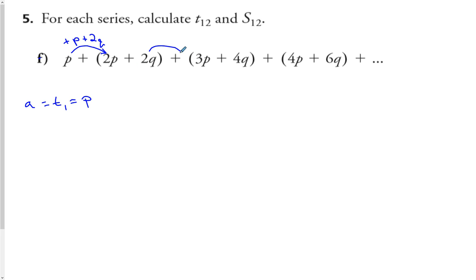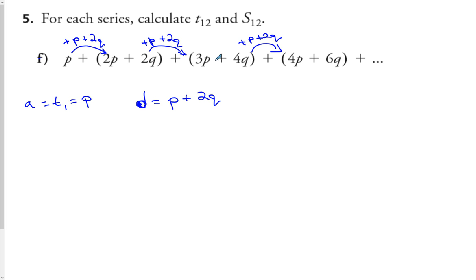And to get from term 2 to term 3, what am I doing? Well, I notice now there's 3p's, so I'm adding 1p and 2 q's. And to get from term 3 to term 4, I'm adding 1p and 2 q's. So recognizing that, I do have a common difference. It is p plus 2q. That's how much is getting added each time. Okay? So I do have my first term, and I do have my common difference, even if they're a little different than I'm used to seeing them up here.